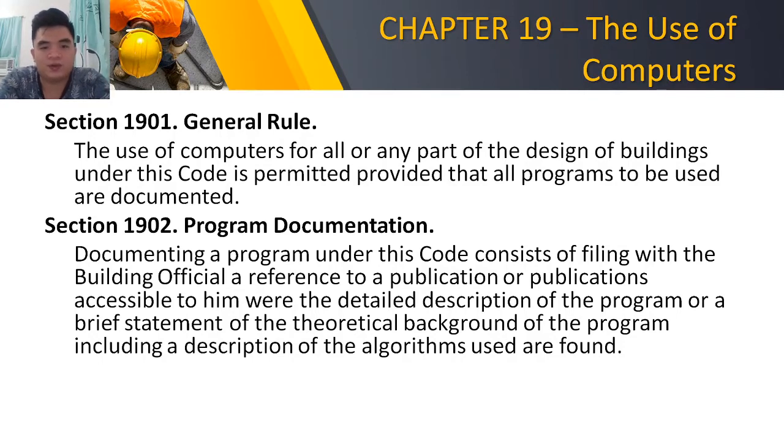Documenting a program under this code consists of filing with the building official reference to a publication or publications accessible to him where the detailed description of the program or a brief statement of the theoretical background of the program, including a description of the algorithms used, are found.